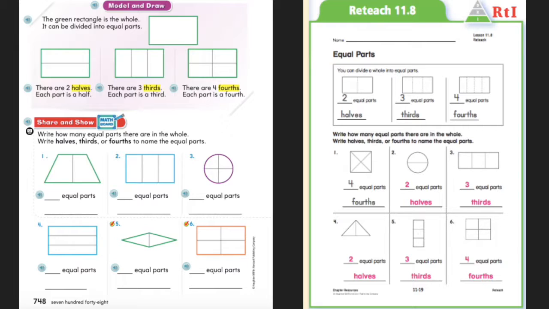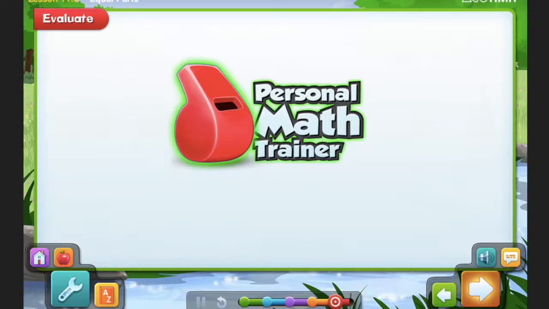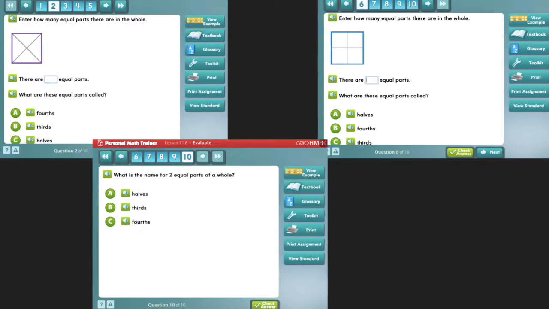Now, if the students are good with the materials that we just learned, then they get to do the personal math trainer on their own. They do this on Chromebooks, sitting throughout the room, and they work on it independently as well. It's just like the personal math trainer that we worked on in class, however, this time it has more questions. This time it has 10. Here are 3 sample questions that the students will work through independently.